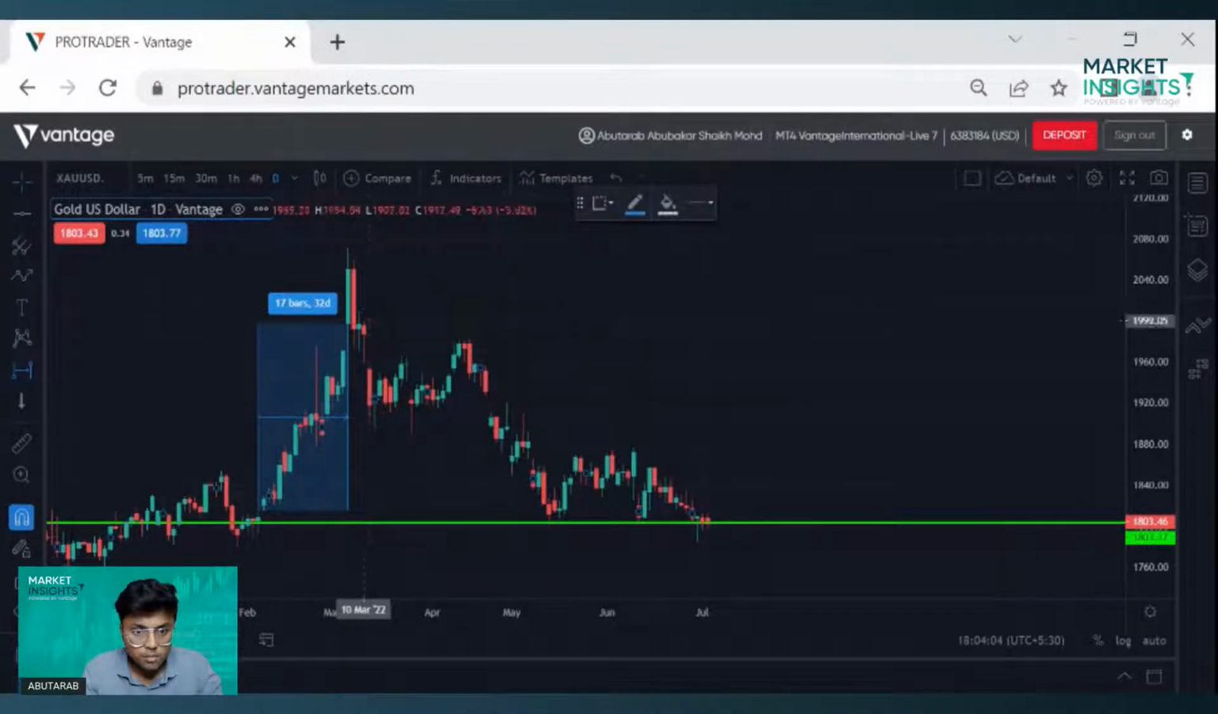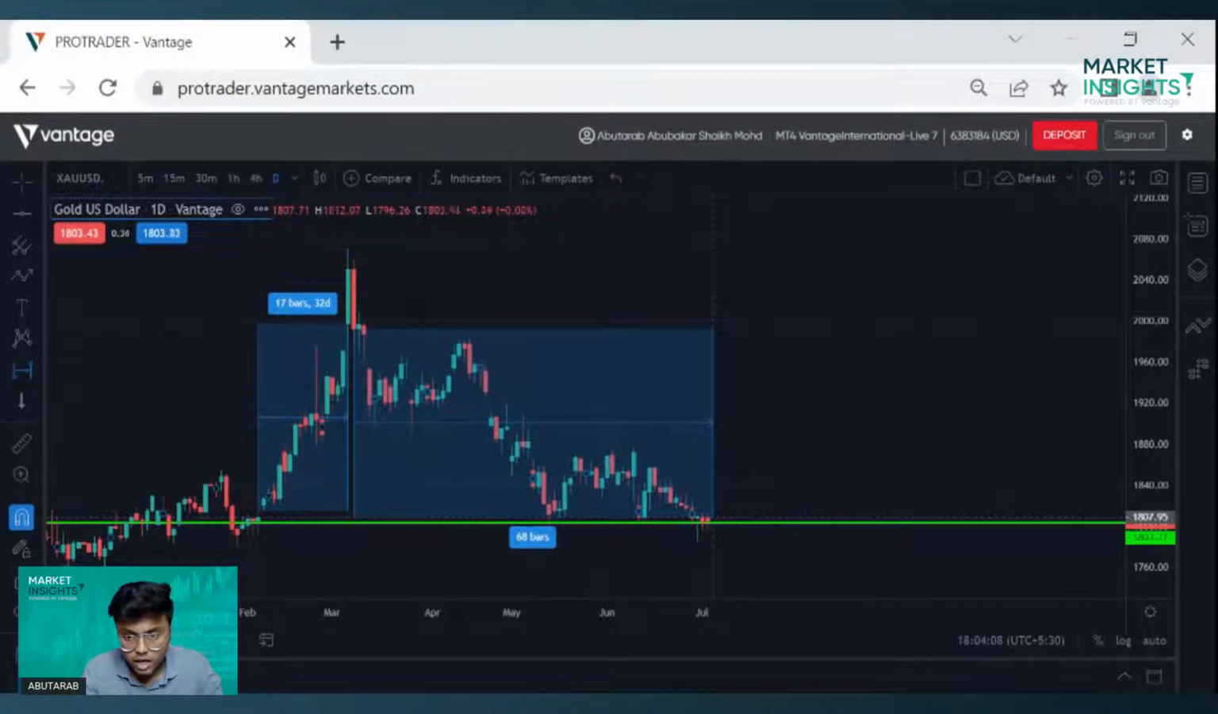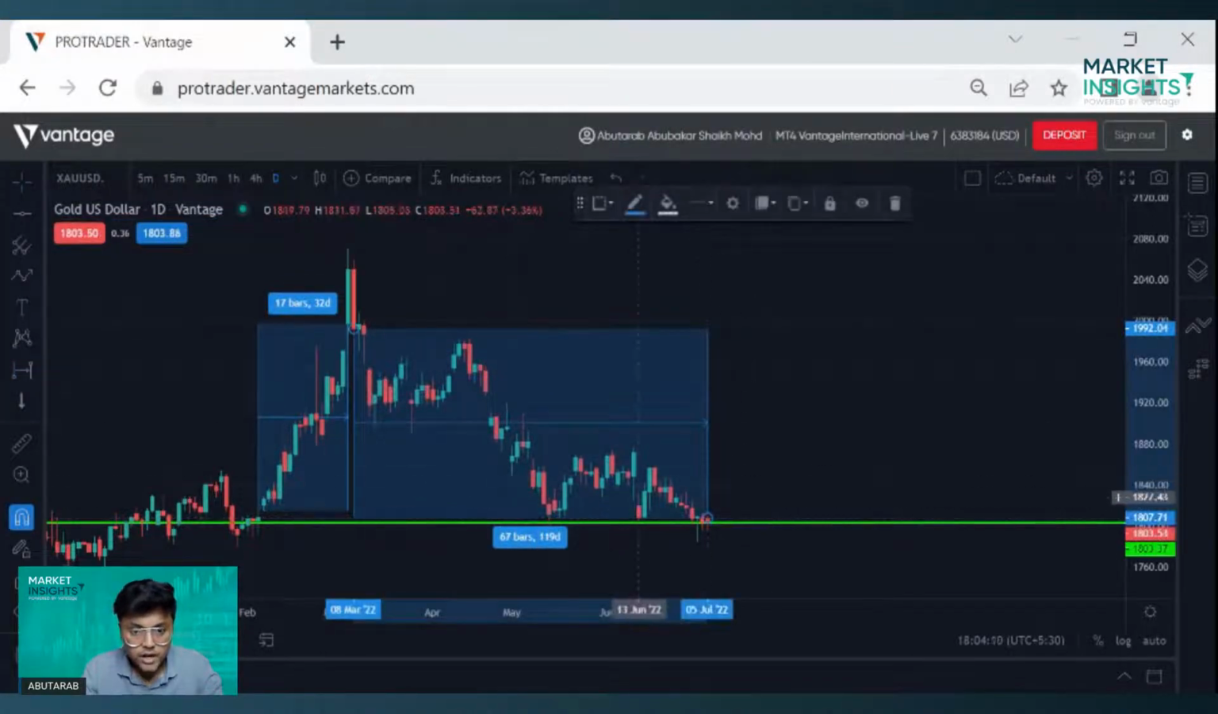Okay. But then a bearish momentum started. And how it started, look at this. It took 67 bars to retrace to this level. It took 67 sessions to retrace to this level from where the uptrend started, right? So this is how the case is. Wherever there is a sharp uptrend, you cannot trust that uptrend. You cannot take a position here.